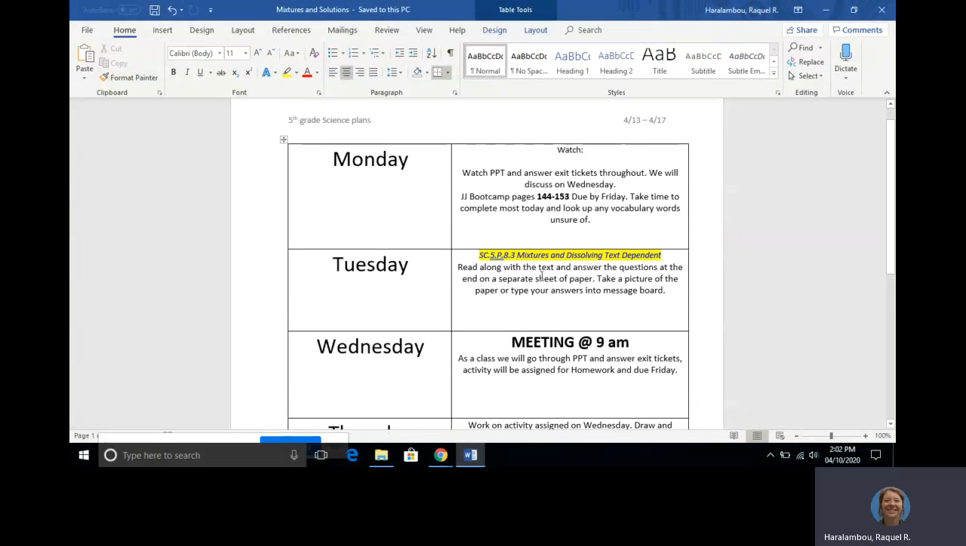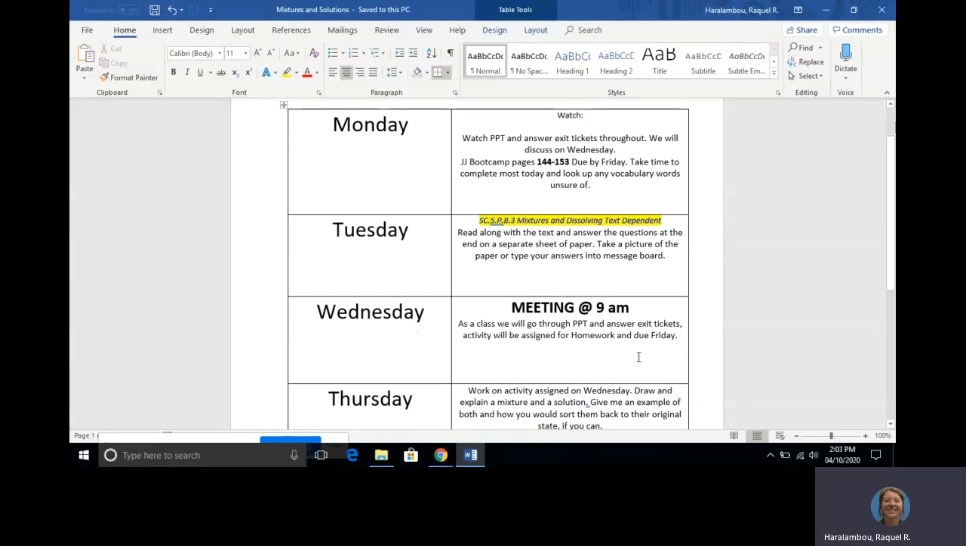Tuesday, you have this Text Independent. It is literally a book you're going to scroll through. I think there are 7 questions. Answer those 7 questions. Post it on message board, write it on a piece of paper, and take a picture. Either way is fine. Wednesday, we will meet. We're going to talk about the PowerPoint, talk about our exit tickets on there, and then I'm going to assign you your activity that's due on Friday.